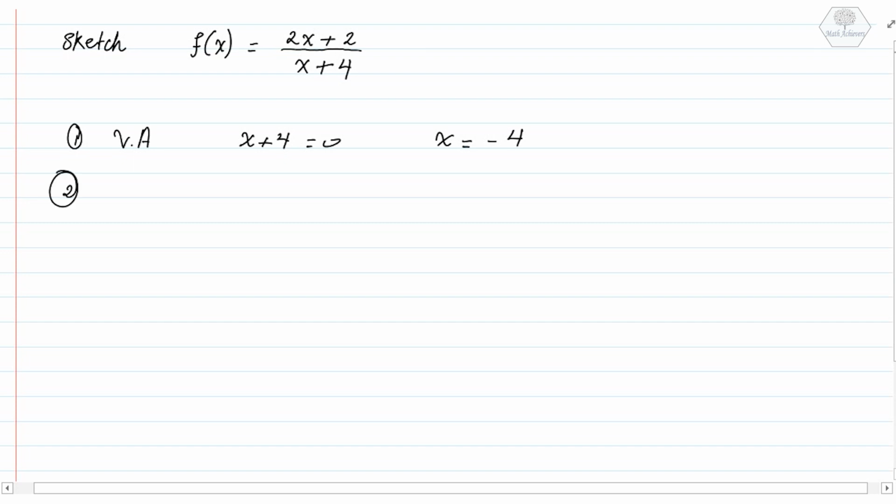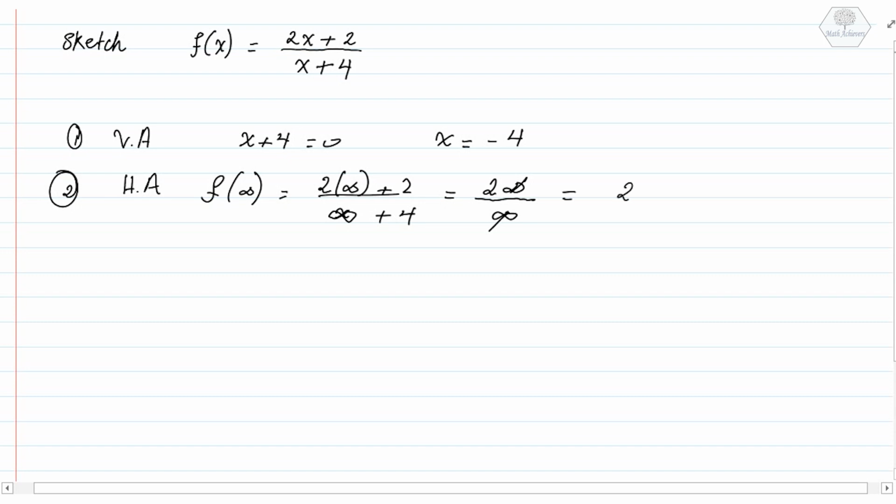For the horizontal asymptote, it's simply the coefficient of x in the numerator over the coefficient in the denominator, or we can apply the infinity: 2 times infinity plus 2 over infinity plus 4. Like I said before, the plus 2 won't affect the infinity, and the plus 4 won't either, so I have 2 infinity over infinity. These infinities cross out, I have 2. So my horizontal asymptote is y equals 2.